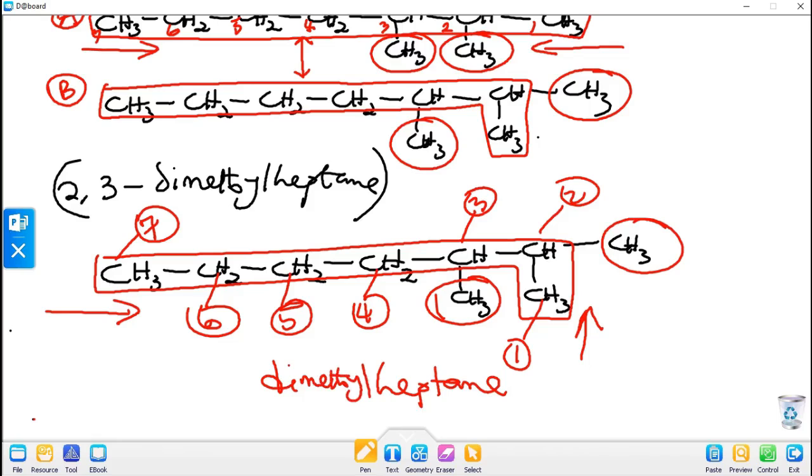Since we have identified that there are 2 methyls, the next question is, where are they located on the parent chain? On the parent chain, they are located at carbon 2 and carbon 3. So we have to indicate their positions 2 and 3. We recall that numbers are separated with a comma, and numbers are separated from letters with a hyphen, and it's as simple as that. So we can see the name remains 2,3-dimethylheptane.